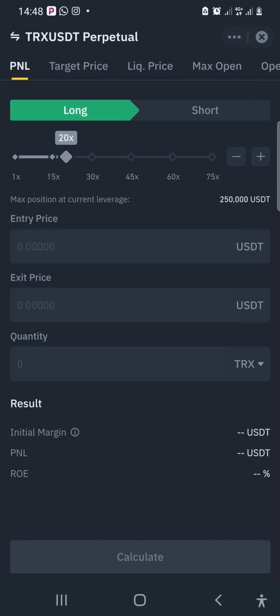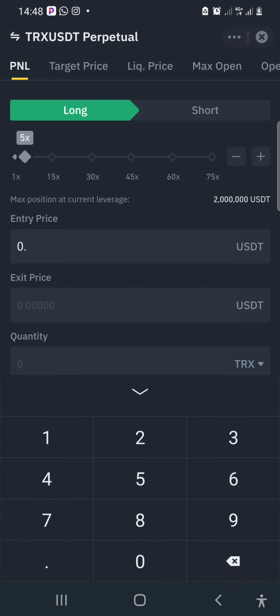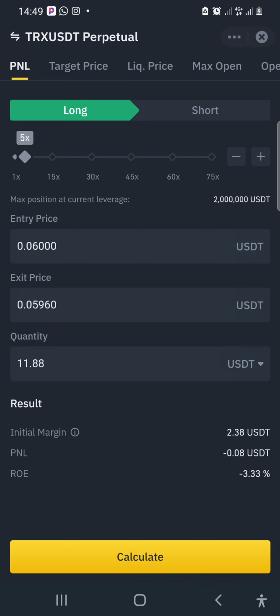So let's say PNL, you want to know how much you'll be able to make now. So my trade, I'm going to mirror my trade here. 5x level, entry price 0.06000, exit price 0.596. Oh, sorry. So you can see now, let's say I'm calculating for my stop loss. Because my stop loss is not exactly 3%. So that's why you can see my stop loss will be minus 3.33%, which is just 0.08.